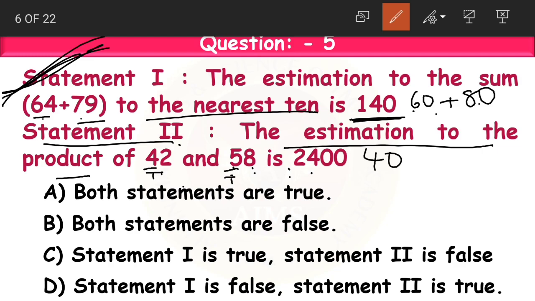42 becomes 40 and 58 becomes what? 60. Yes, 58 is nearer to 60. So 58 is rounded off as 60. Now 40 into 60 becomes what? 4 sixes are 24 and we are having 2 zeros. So I am writing 2 zeros. So the estimated product is also 2400.